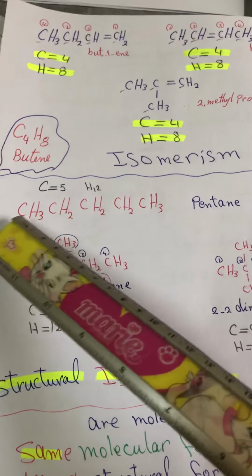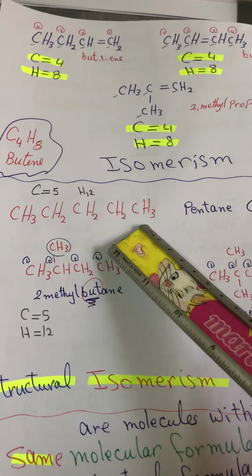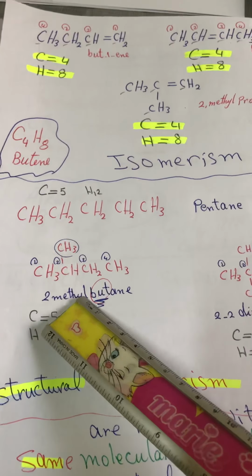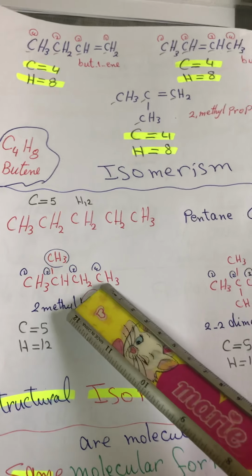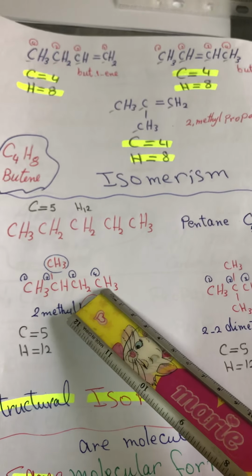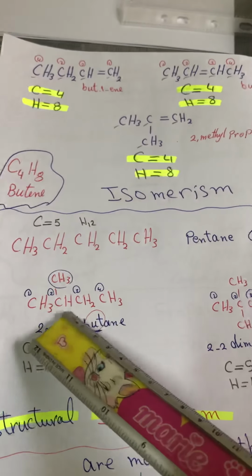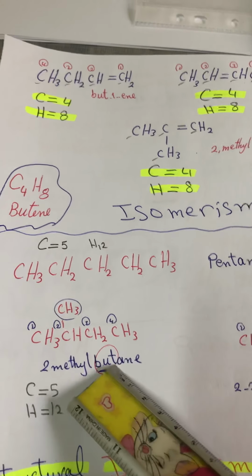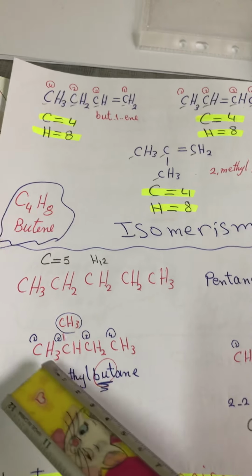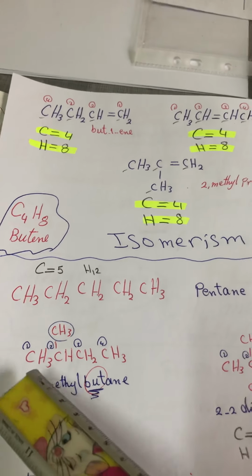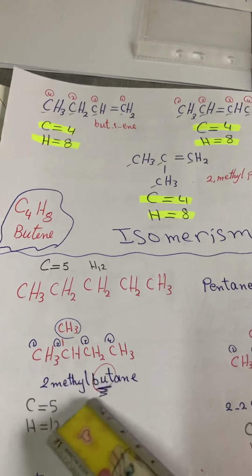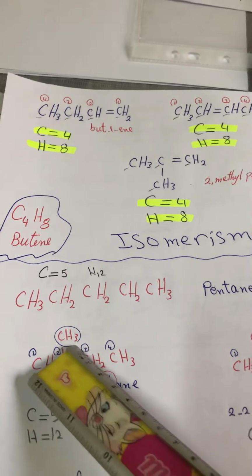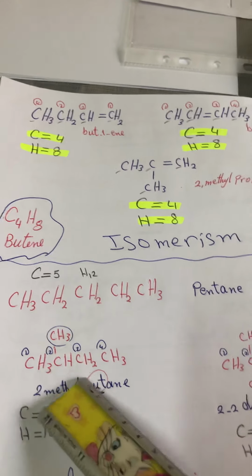Single bonding. What we call this? 1, 2, 3, 4, 5. So pent, single bonding, so ane, so pentane. But how I name this? I have 1, 2, 3, 4. The long chain, 4 carbon, so but. And in carbon number 2 hang methyl group, so 2-methyl butane. Sorry, I said pent, it is but, because I'll count the long chain 1, 2, 3, 4, so but and single bond, so it will be ane. In carbon number 2 hang methyl group, so 2-methyl butane.